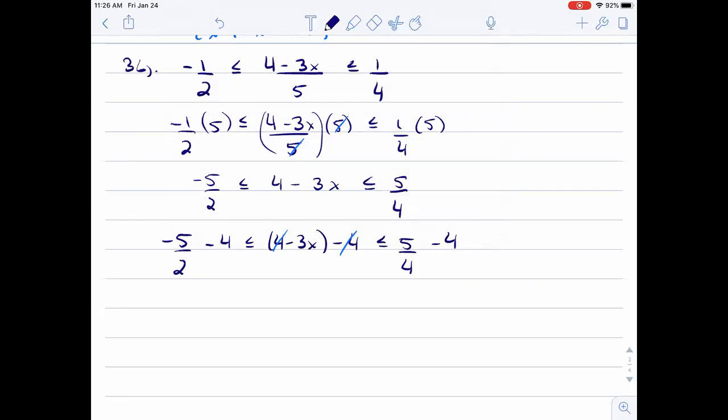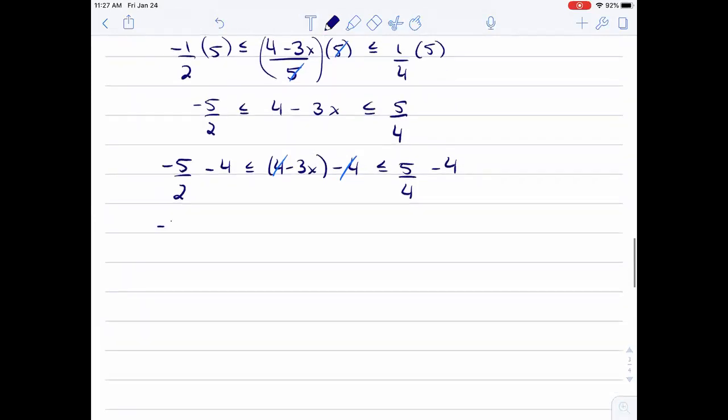To simplify this, negative 5 over 2 minus 4, if we want to rewrite it as one fraction, we have to get 4 over the common denominator of 2. So we get negative 5 over 2 minus 4, and then I just use my usual trick of times 2 over 2 because I want it over 2. I can multiply by 1. It's less than or equal to negative 3x, which is less than or equal to 5 over 4 minus 4 times 4 over 4.